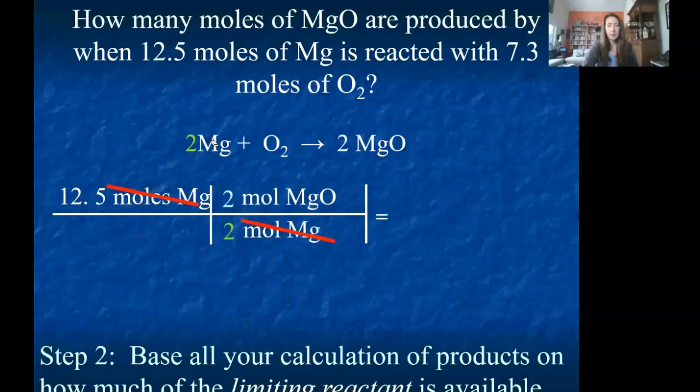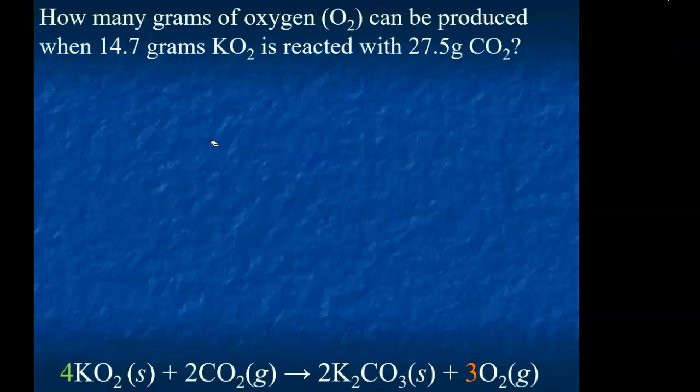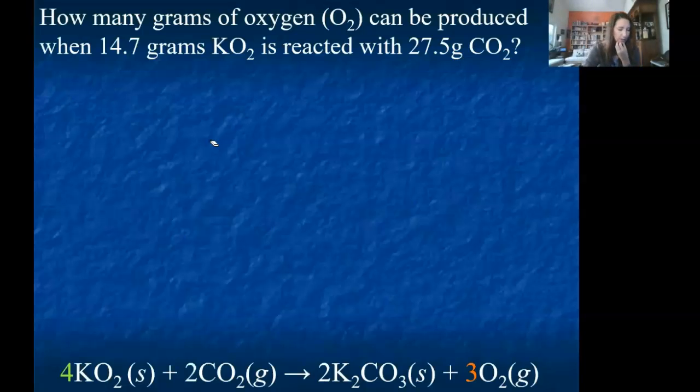So here's kind of where we ended up. 12.5 moles of MgO, right? Same thing, just neater. Okay, now let's use that exact problem that we did last week. Remember this problem that we've now done like a lot? In this case, I gave you the balanced chemical equation. It says how many grams of oxygen can be produced when 14.7 grams of KO2 is reacted with 27.5 grams of CO2. So now the question is, how do you know it's a limiting reactant problem?